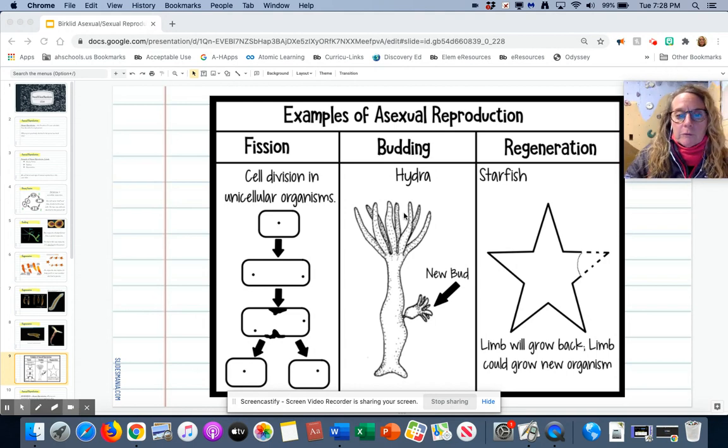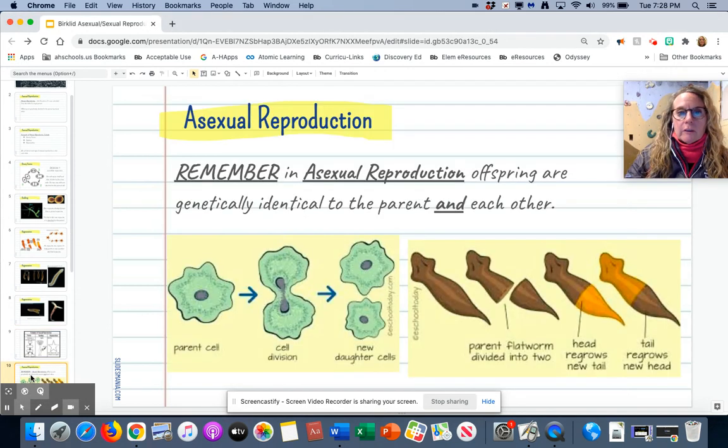This is what we've done before, and just thinking about what they are, and maybe drawing a picture. The other important thing here is that all of them are genetically identical to the parent that they came from. Okay. So then how does that differ from sexual reproduction? Also remember, in asexual reproduction, the offspring are genetically identical to the parent and to each other.